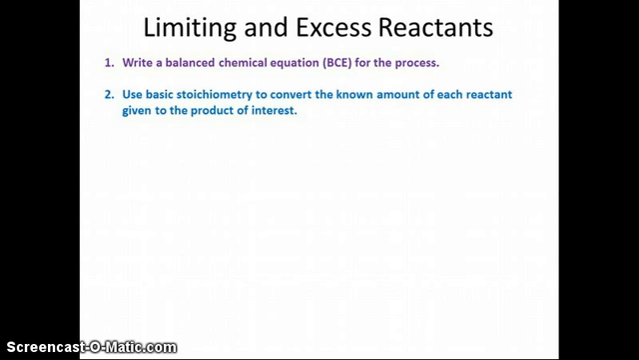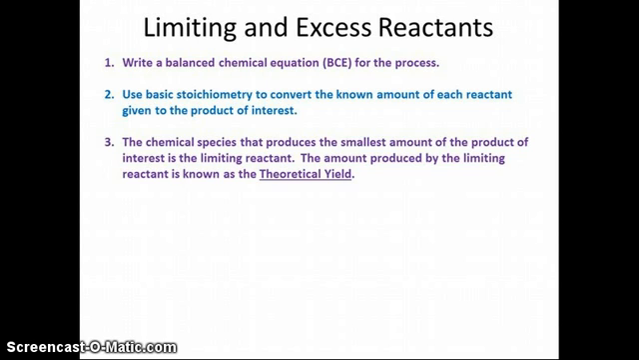Next, we need to use basic stoichiometry to convert the known amount of each reactant given to the product of interest. In this case, if they want to know how reactant B relates to product A and how reactant A relates to product C, we're just going to pick one of them and go. You'll see that in the example problem.